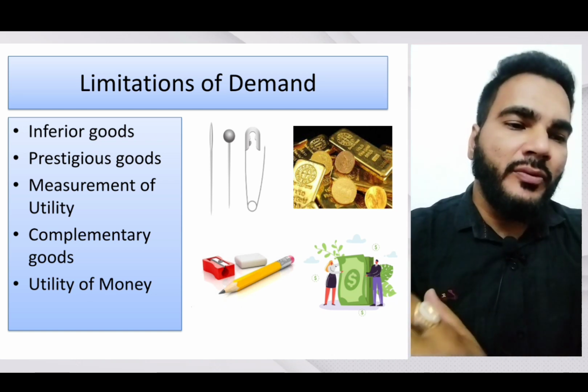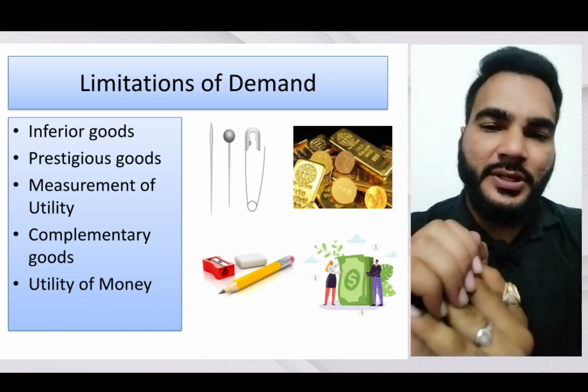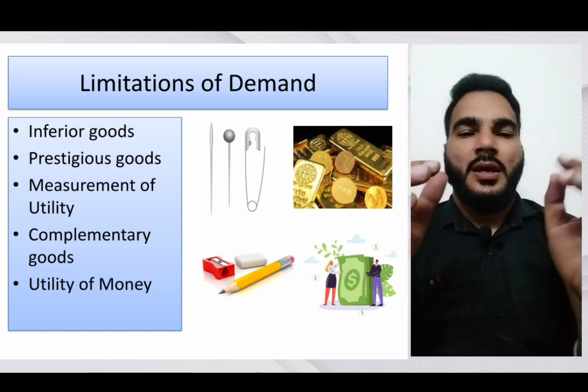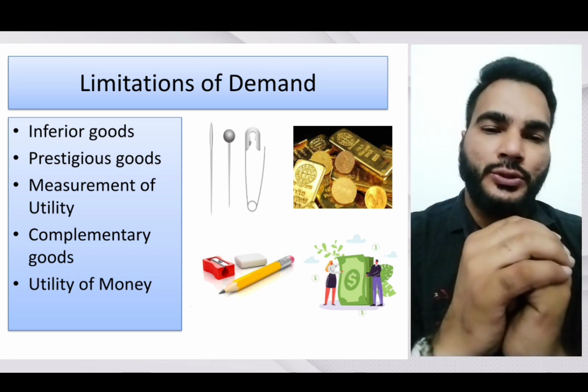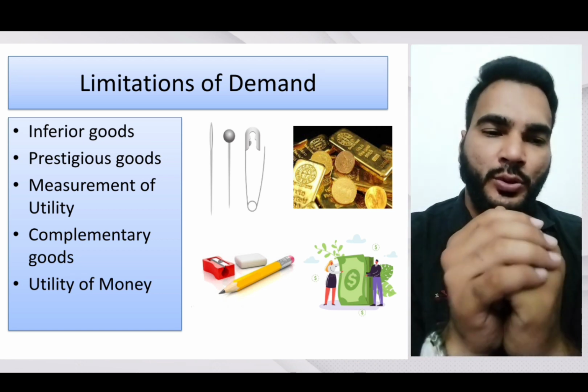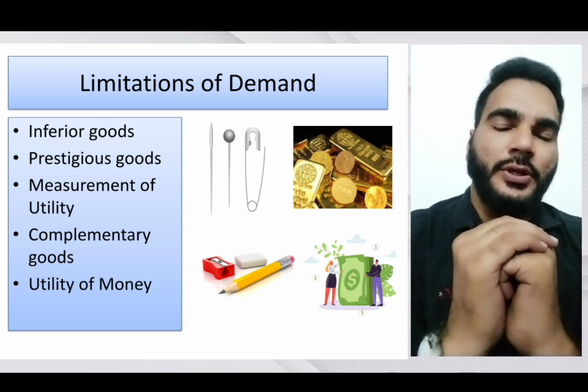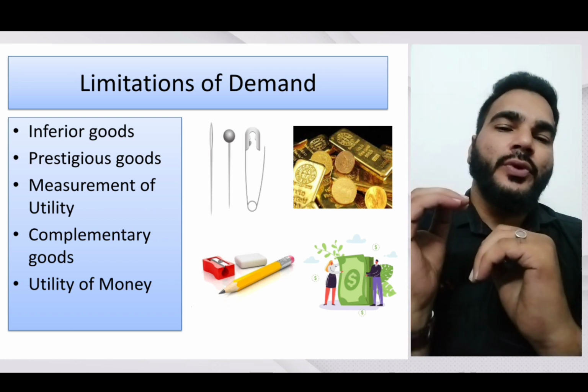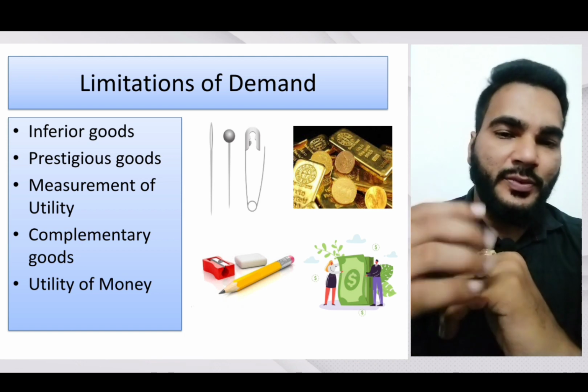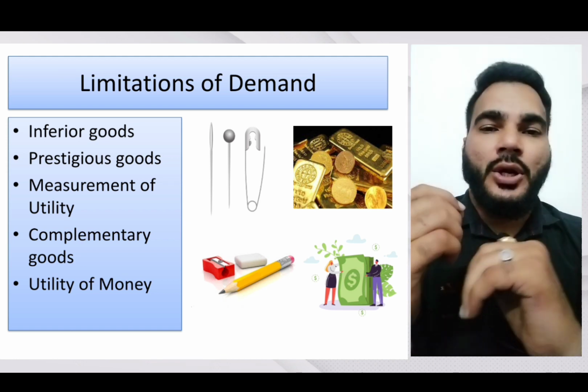Okay, then we have limitations of demand. What limitations want to say is that sometimes the law of demand doesn't work. So in which cases will the law of demand not work? The first one is inferior goods. If the goods are inferior, very cheap, or the products are not even useful.